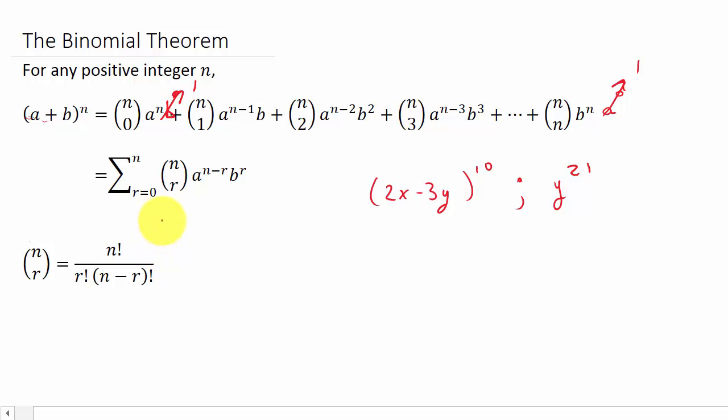So what we're going to really look at is just this part here. This right here is the formula for each term. That's all it is. So we need to know what n is, what a is, b, and r. Well, let's see what we have right now. We know that n, which is our exponent here, is 10. We know a, which is this term, is 2x. We know b, which is this. In our case, it's negative 3y.